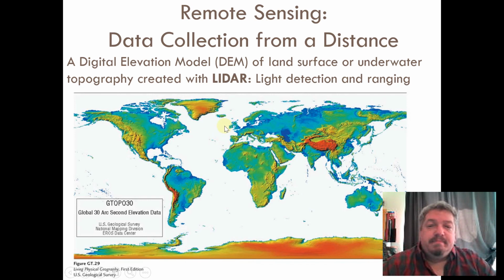LiDAR is basically the same concept, but here you use laser beams. So an airplane or a satellite will fly over an area and send down a laser beam, and the light will reflect back. And this is extremely accurate. So this is what they call a digital elevation model of the Earth, elevation being height above or below sea level. So you can see the mountains right here, flat plains, very, very accurate.